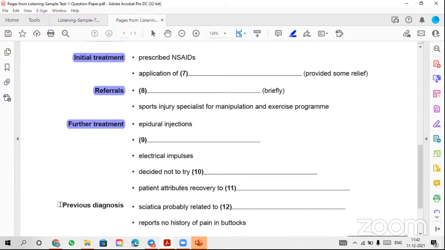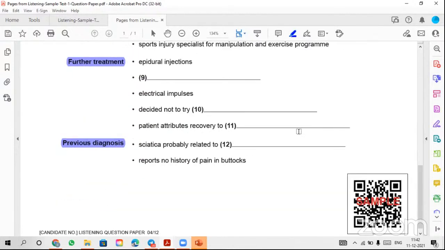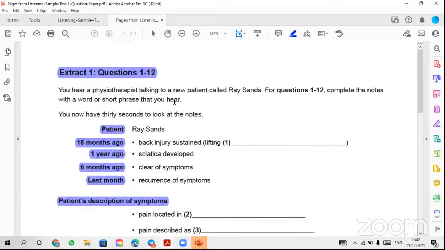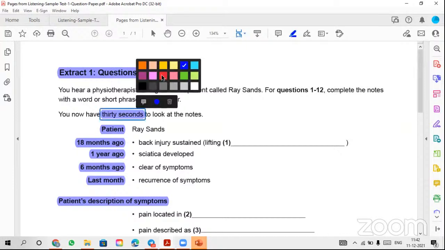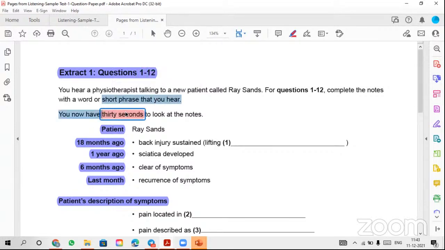Now we are going to skimming. Now let us see skimming. You hear a physiotherapist. Complete the notes with a short phrase. You have now 30 seconds. The most important, the deadliest information is here. You have 30 seconds. This is the time frame. This is the danger zone. 30 seconds, danger zone. Wantedly, I am darkening it.